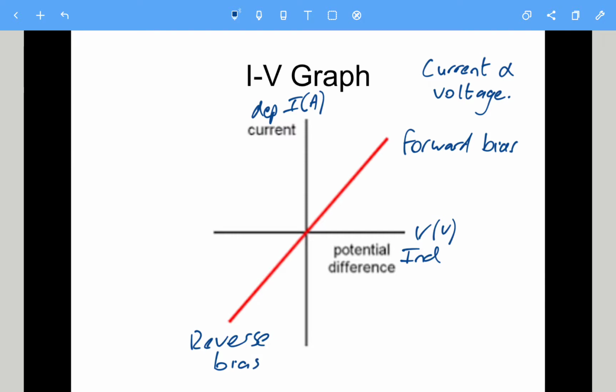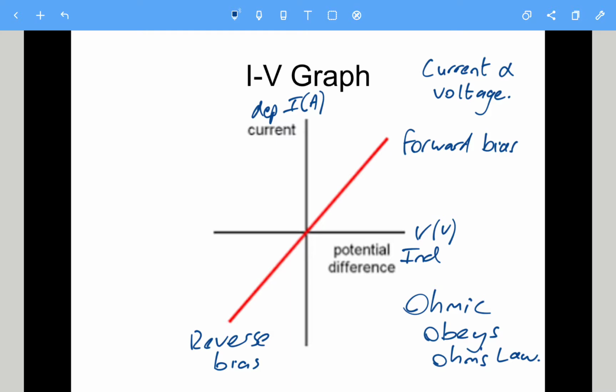And because the current is proportional to voltage, because it's a straight line, we call this device ohmic. And what ohmic means is that it obeys Ohm's law, which is from the previous lesson. So this obeys Ohm's law, and Ohm's law, if you want to remember, is V equals I times R.